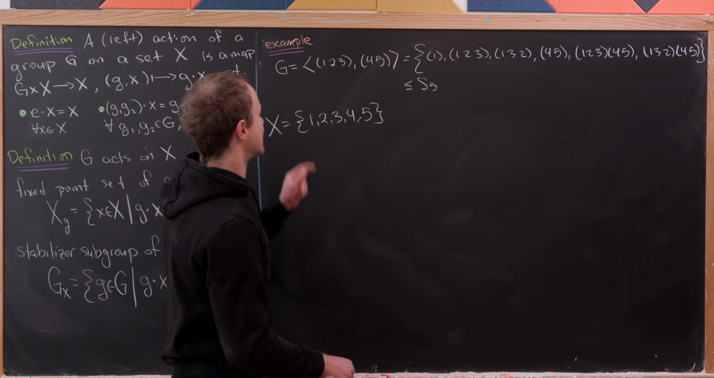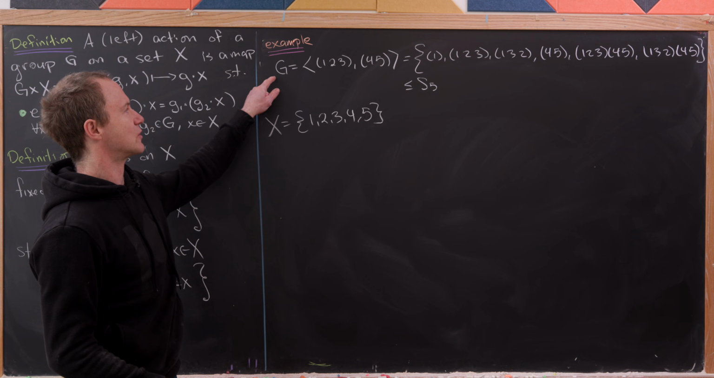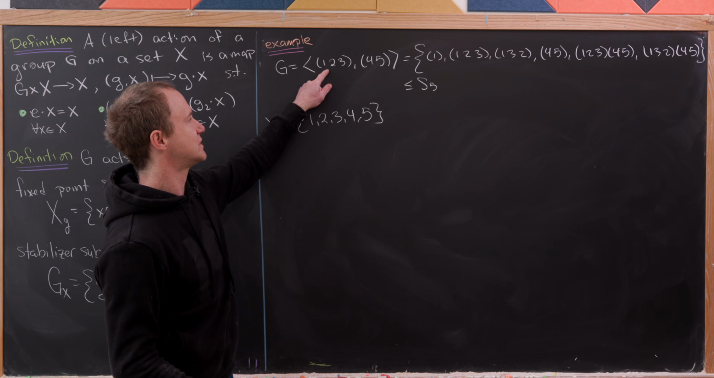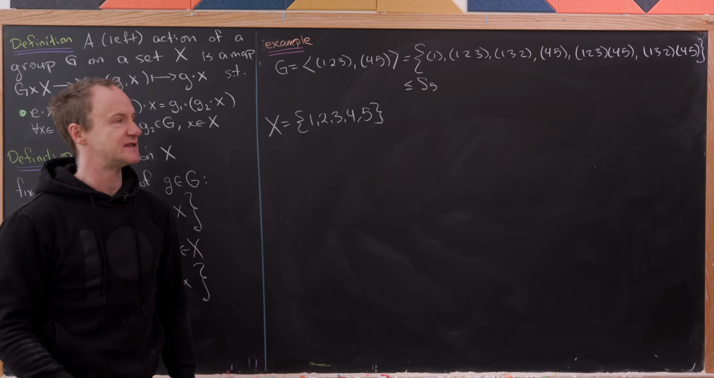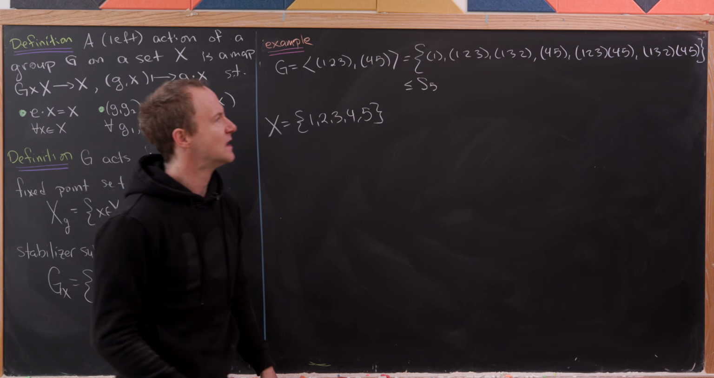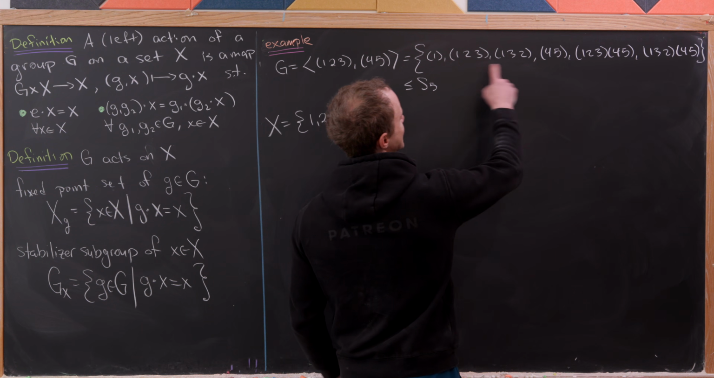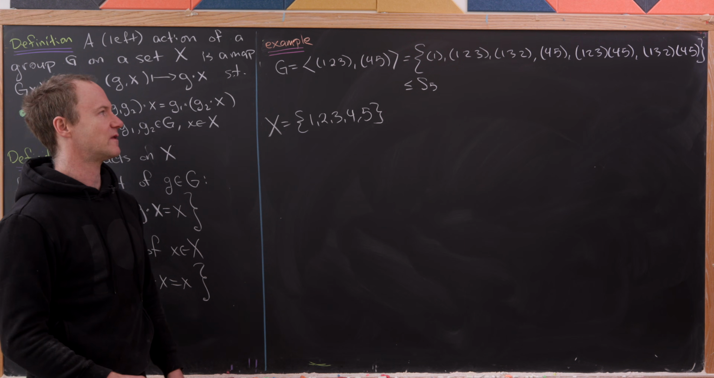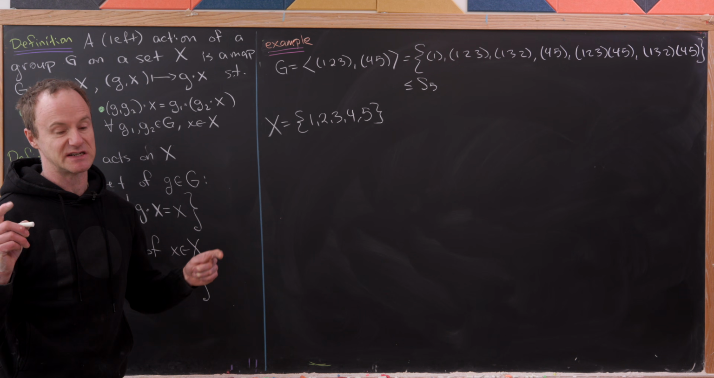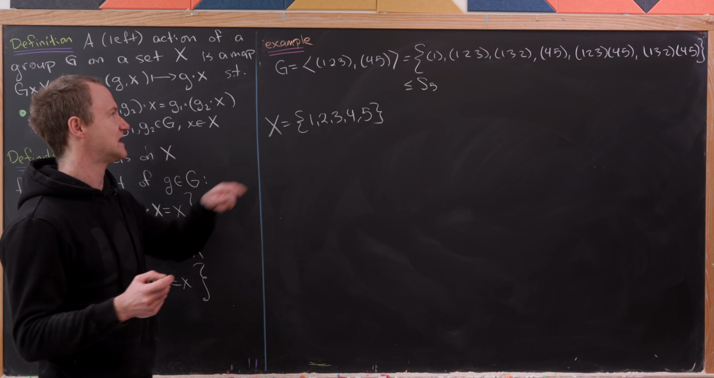So let's look at an example. Let's take the group G, which is generated by (1 2 3) and (4 5). So that's going to be a 3 cycle and a transposition inside of S5. So that gives us a 6 element set, and I've written all the elements out over there. But I guess the important thing here is you can think about these as being disjoint. Maybe that's a natural thing to think about.